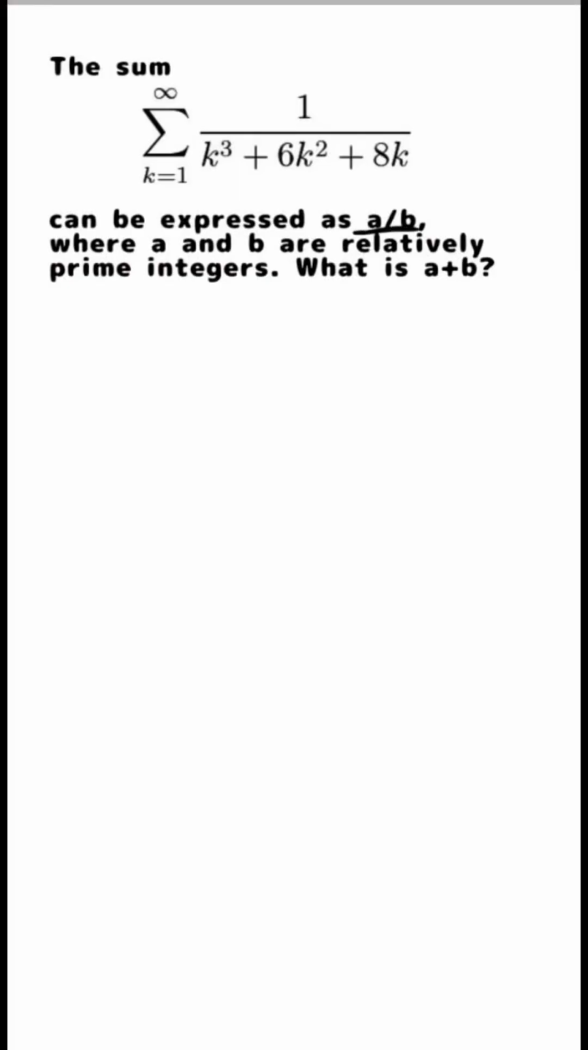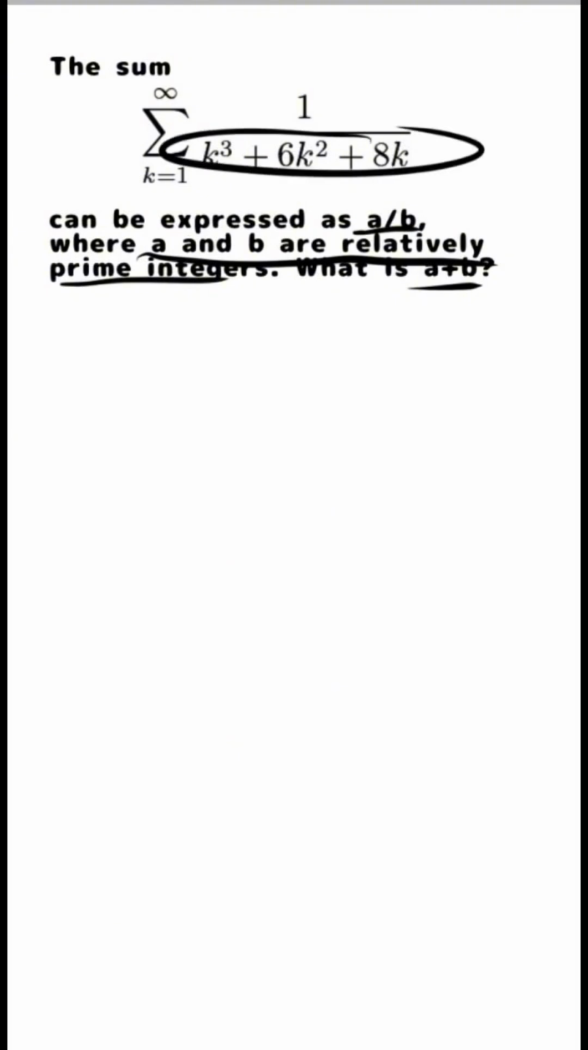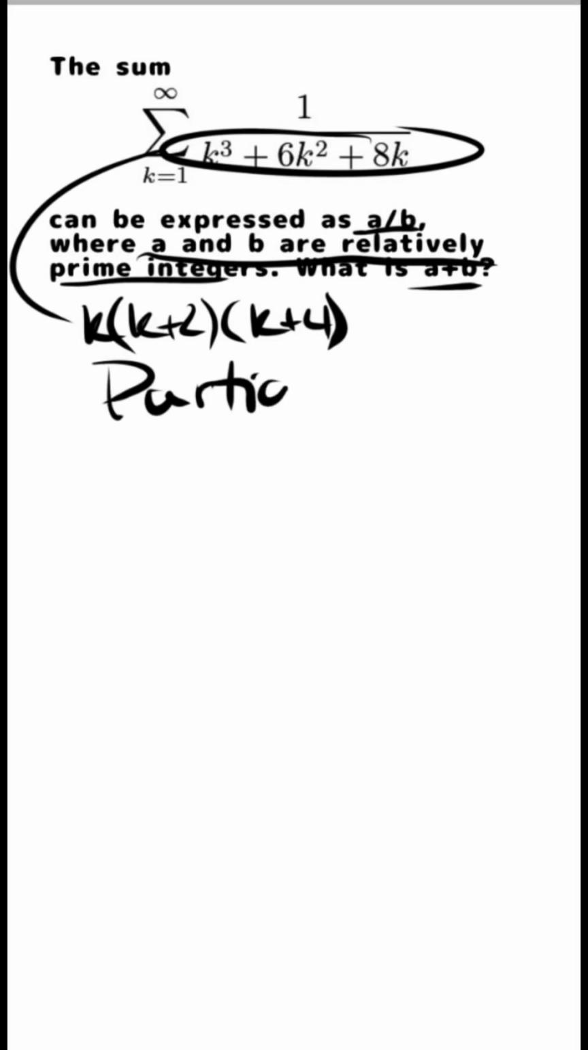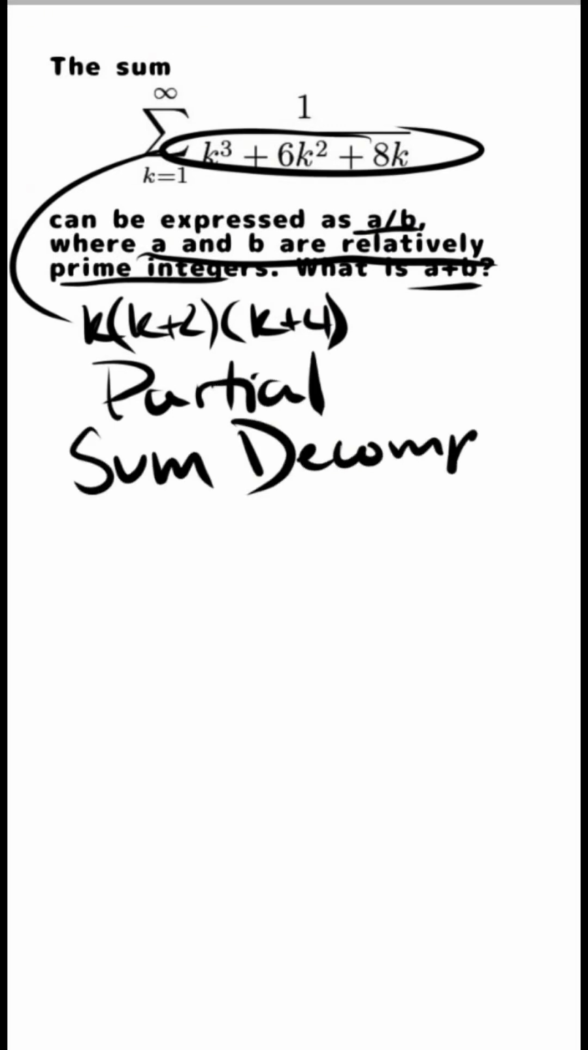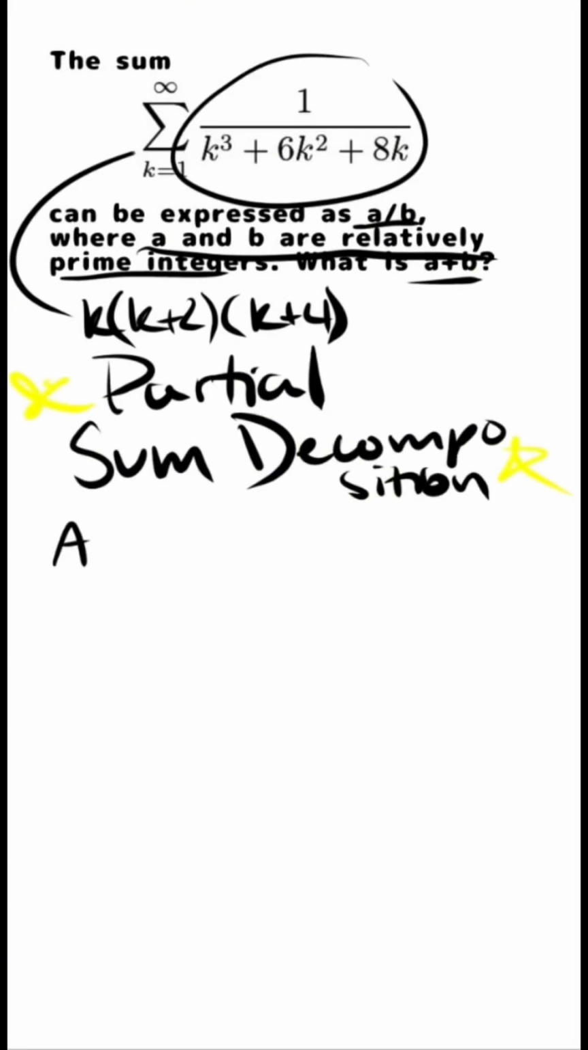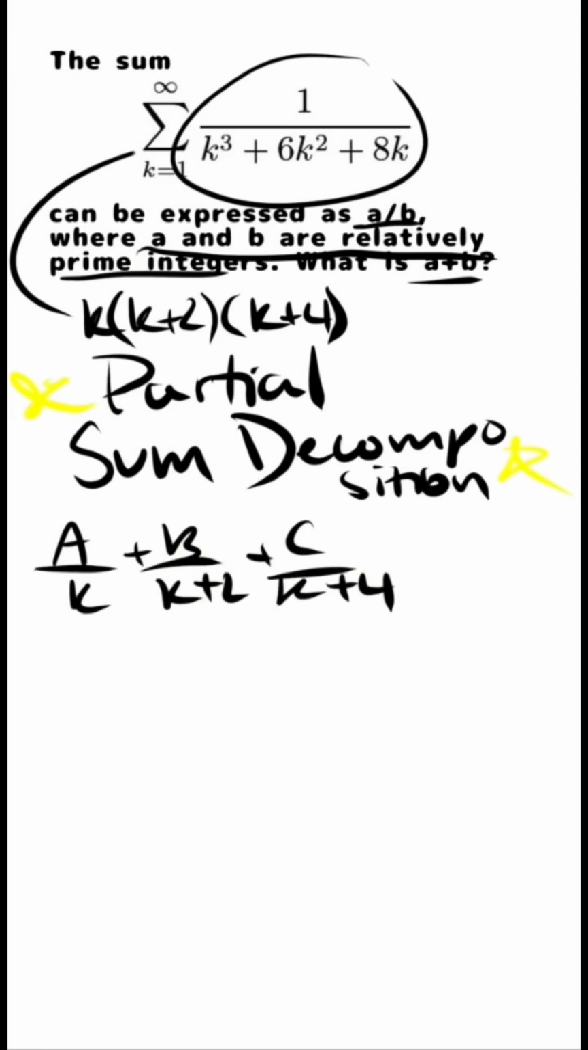Problem 15. The summation can be expressed as A over B, where A and B are relatively prime integers. What is A plus B? The denominator of this summation can be factored as k times k plus 2 times k plus 4, and since it's a summation, we can do something called partial fraction decomposition, which is where we write 1 over k cubed plus 6k squared plus 8k as A over k plus B over k plus 2 plus C over k plus 4, where A, B, and C are integers.